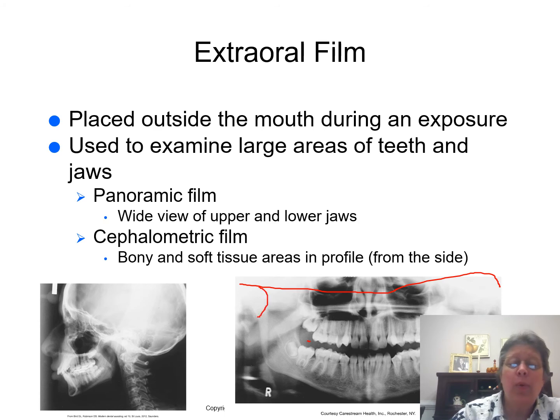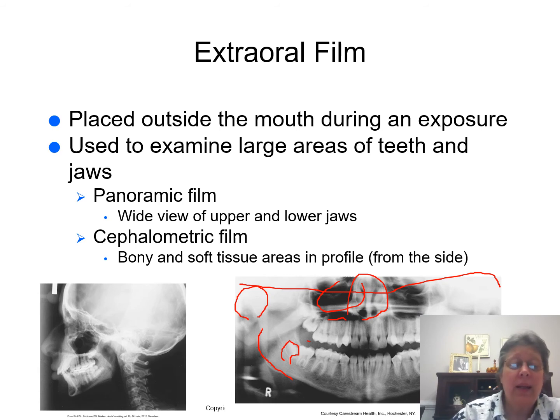We can see the temporomandibular joint. We can see nasal septum. We can see sinuses. We can see the orbits of the eye. We can see the ramus of the mandible. We can see developing teeth. Here's a little tooth bud for a wisdom tooth. This gives us a lot of information about what's going on in the patient's mouth. They're primarily used in oral surgery. They're used by orthodontists for growth patterns for children, to see developing teeth, to see if there's any missing teeth.